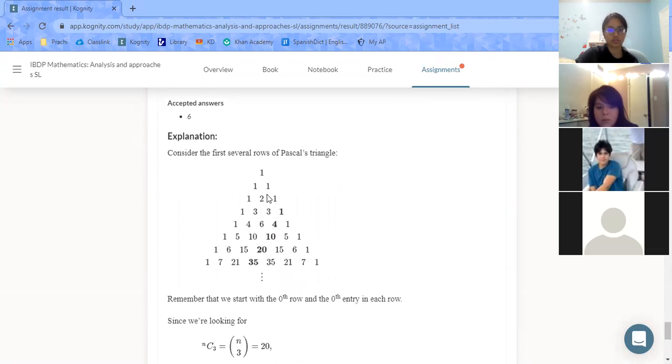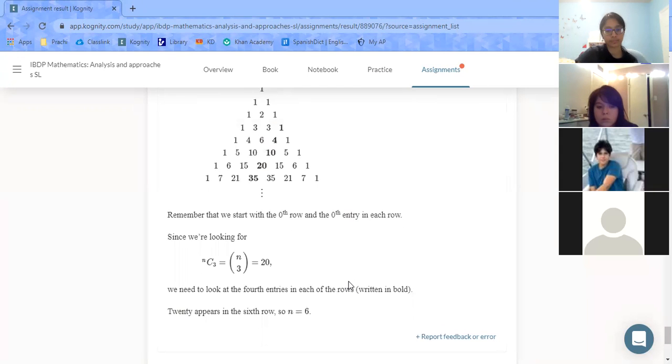So you just write down Pascal's triangle. There's really no easier way to do that. You just have to write it down and find the row in which 20 is the fourth term, and that's the sixth row. So then n would be equal to 6.